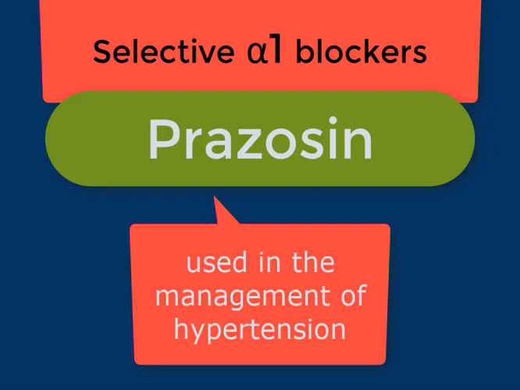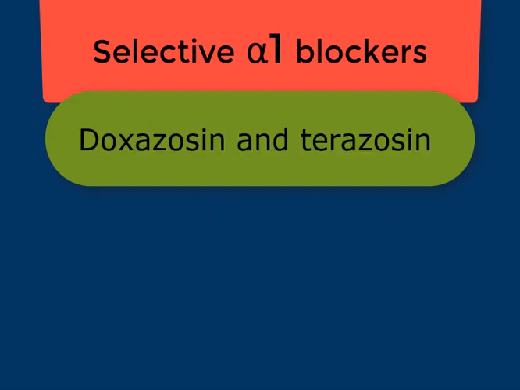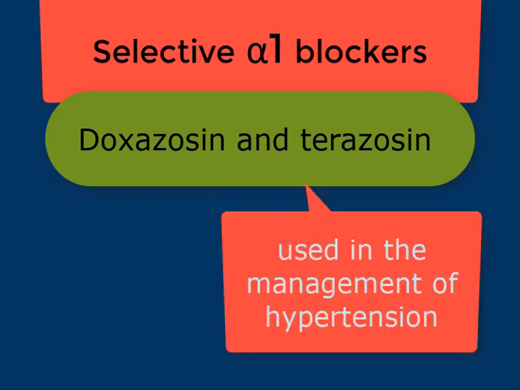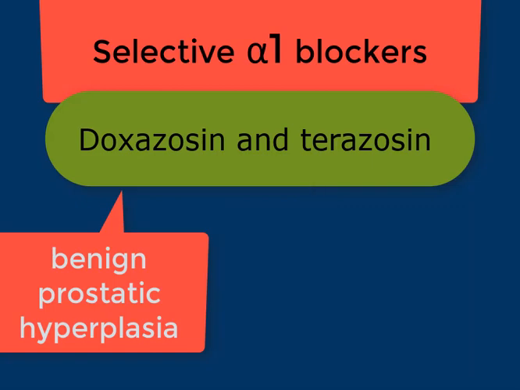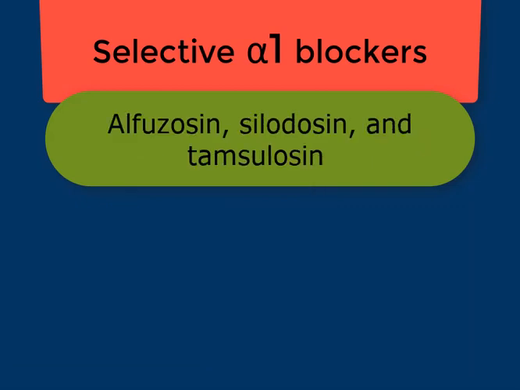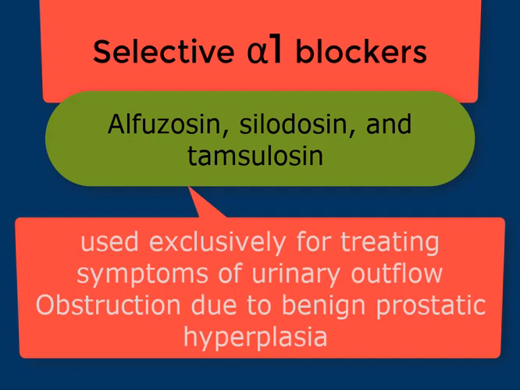Doxazosin and Terazosin are longer-acting alpha-1 blockers. They are used to treat hypertension or to relieve lower urinary tract symptoms in men with benign prostatic hyperplasia, or BPH. Alfuzosin, Silodosin, and Tamsulosin are more uroselective alpha-1 blockers that relieve lower urinary tract symptoms. They are used exclusively for treating symptoms of urinary outflow obstruction due to benign prostatic hyperplasia in men.